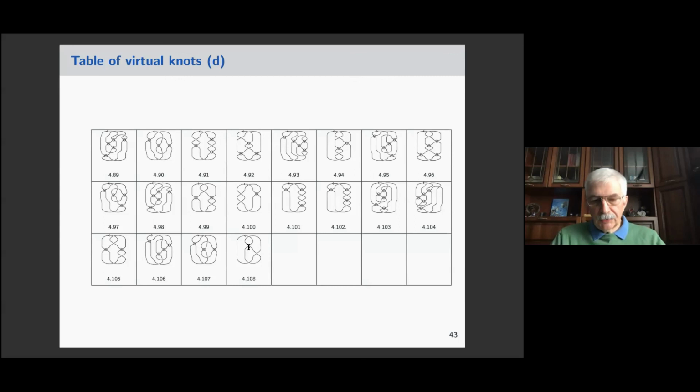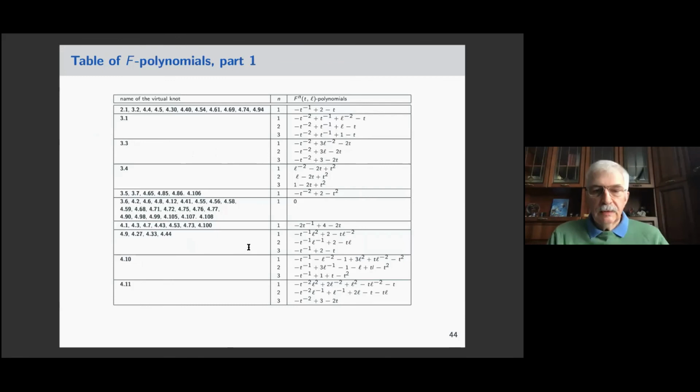So we calculated F polynomials for all of these tabulated diagrams, and that information is presented in the table. We indicated groups of virtual knots with the same polynomials. For example, the first group: 2.1, 3.2, and so on. All of them have an F polynomial with index 1 equal to this expression, minus T inverse plus 2 minus T. And for all n bigger than 1, the polynomial is the same. So it's a finite F polynomial.